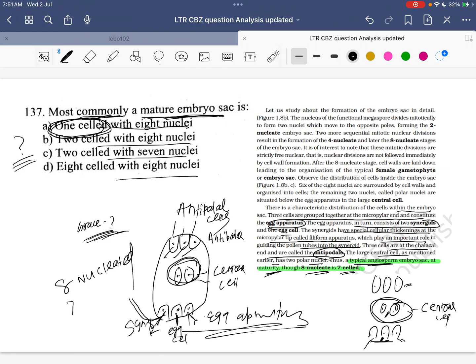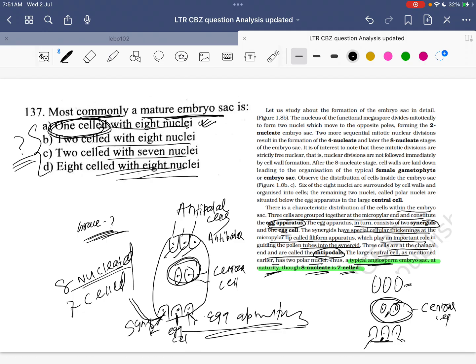7 cells, 8 nucleate, but I don't know how they are saying 8 cells, 8 nuclei will be the answer. Sorry, they have given the answer as 1 cell 8 nuclei. In this question, none of the four options is correct: 7 cells, 8 nuclei. Somewhere something is written.